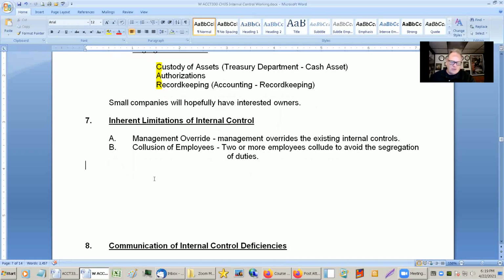Okay, the next two used to be one. Strategic controls by employees.